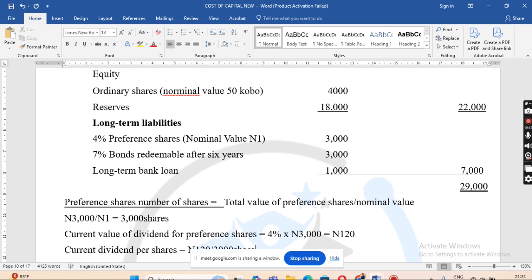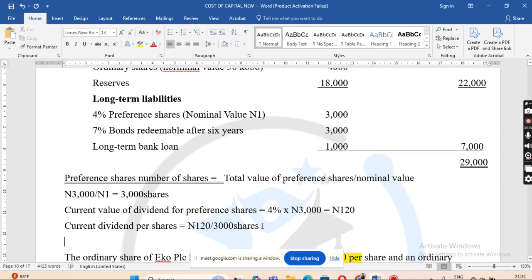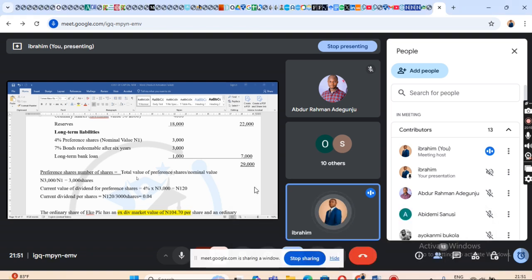What do you have? Class, what do we have? 0.04. Thank you. God bless you. Now, 0.04, class. See, 0.04. 0 kobo, right? And that is how it is. Now, class, I may not go through this stress. I will give you another way of getting your current dividend if it is not given to you in the question. Class, I can tell you that the 4% given to you in the question, right?